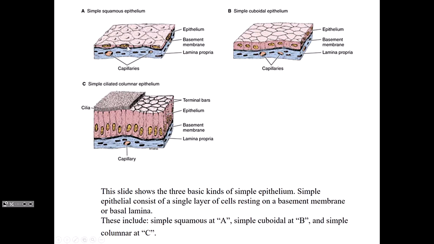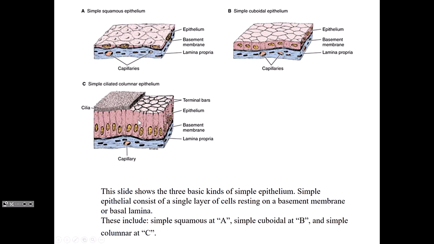If these cells are squamous or flat, obviously it's simple squamous. If these cells are more or less square-shaped, it's simple cuboidal. And if these cells are elongated, it's simple columnar. Simple, because in each of the three cases the cells are just one layer thick, and the shape of the cell, squamous, cuboidal, columnar, is determined by the description of the cell.